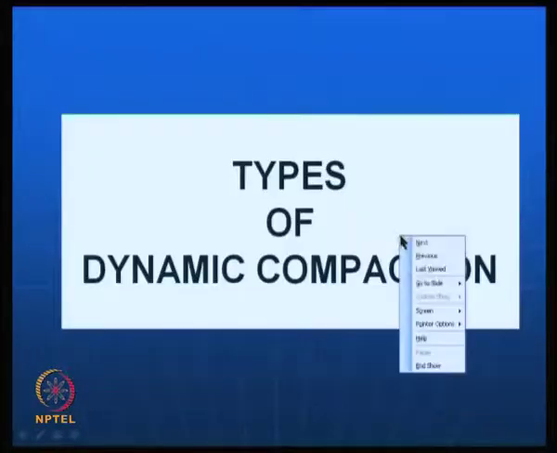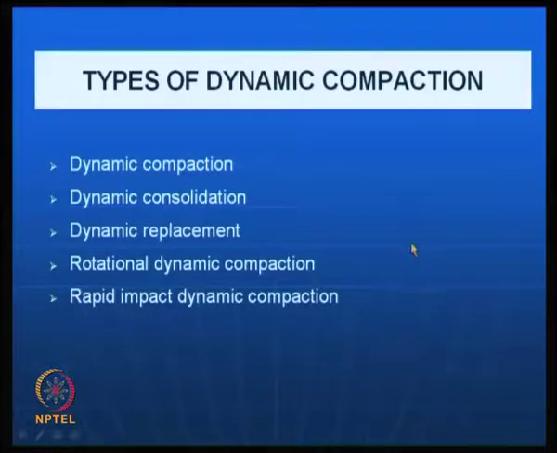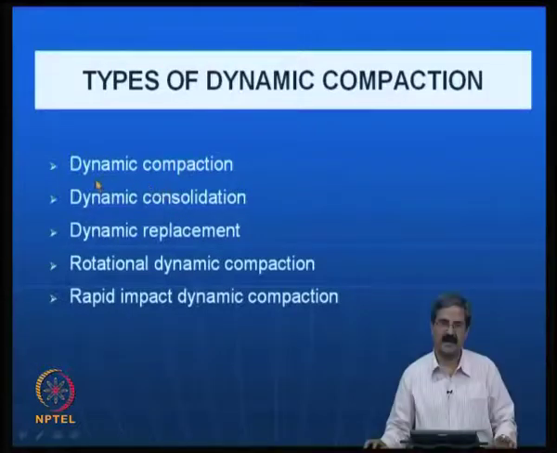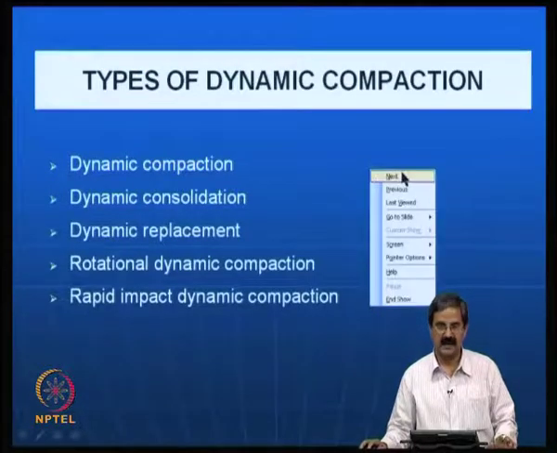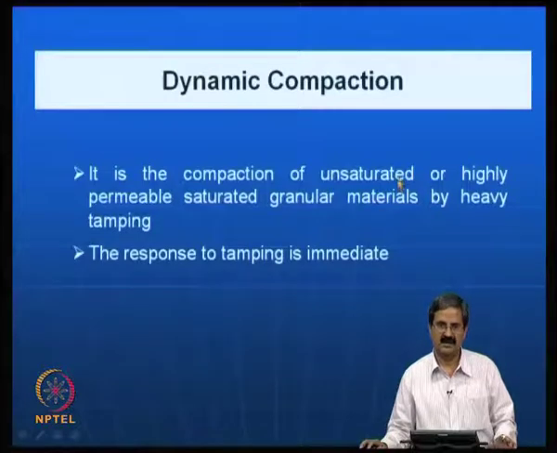So, I will just mention the types of compaction here, because dynamic compaction is a term that is normally mentioned, but it can be classified into different categories. One is called dynamic compaction, dynamic consolidation, dynamic replacement, rotational dynamic compaction, rapid impact dynamic compaction. Actually, it is just based on the method that we use, nothing else, but all are effective. What is this dynamic compaction? It is essentially the process of compaction of unsaturated or highly permeable saturated granular materials by heavy tamping.